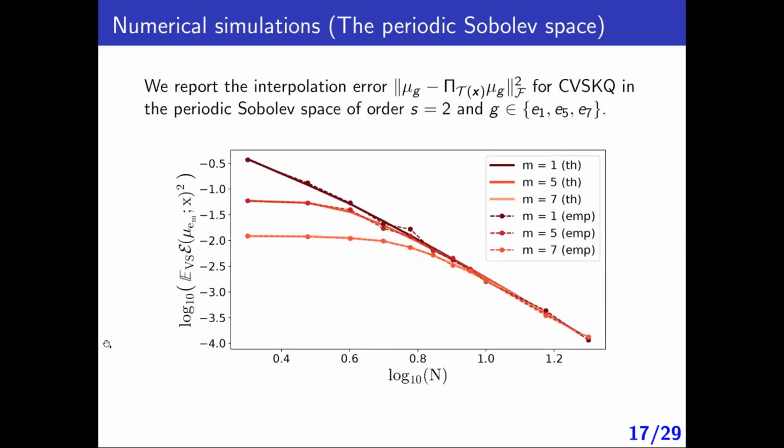Now let's start with the continuous volume sampling, and with the empirical rates compared to the theoretical rates. As I said, we use the MCMC algorithm, so it's an approximate sampler, but we can see that we have an empirical expectation that almost matches the theoretical result. For example, here we take G as the first eigenfunctions E1, E5, E7, and you can see how it corresponds.